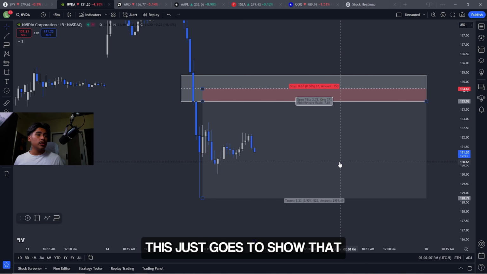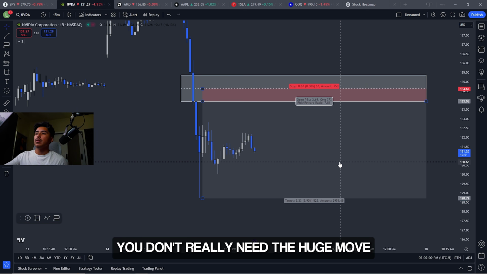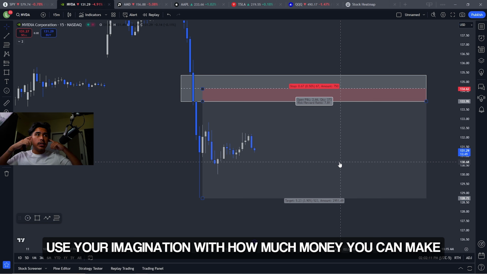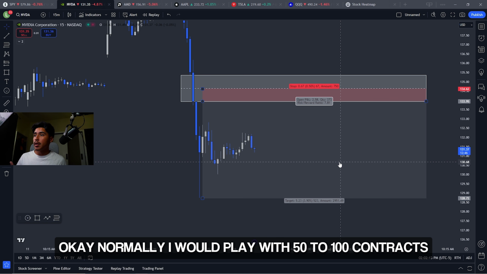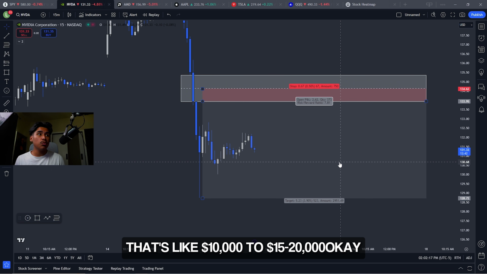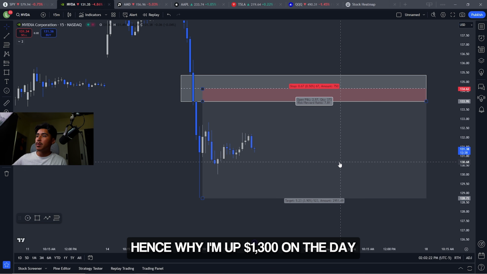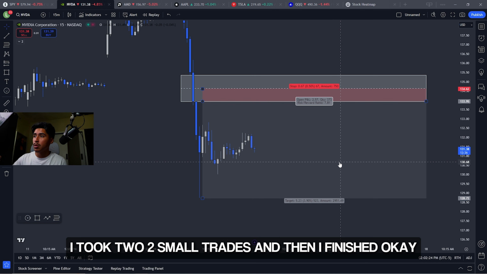So this just goes to show that you don't really need the huge move. Use your imagination with how much money you can make, okay? Normally I would play with 50 to 100 contracts. That's like 10 to 15, $20,000, okay? So my 10, 15% would be 1,000. Hence why I'm up $1,300 on the day. I took two small trades and then I finished, okay?